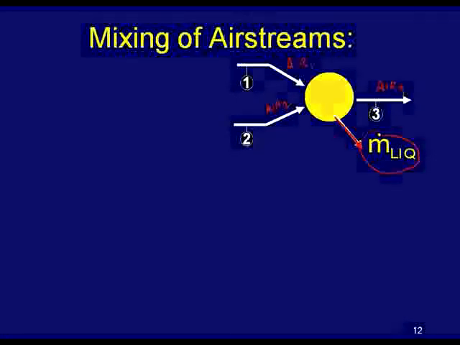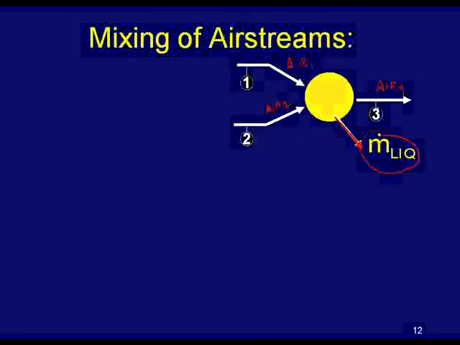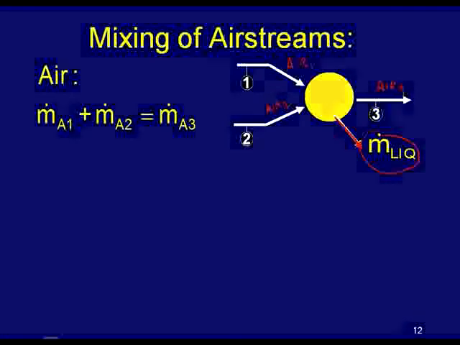This is actually what happens in a rainstorm when you have warm, humid air mixing with cold air. You can have a front that causes, when those air streams mix, the cooler air to not be able to hold the water anymore. It becomes saturated or supersaturated, and you'll have a thunderstorm. So mixing of air streams is important beyond just what happens in your house. Let's go ahead and show the equations that we'll use to describe it.